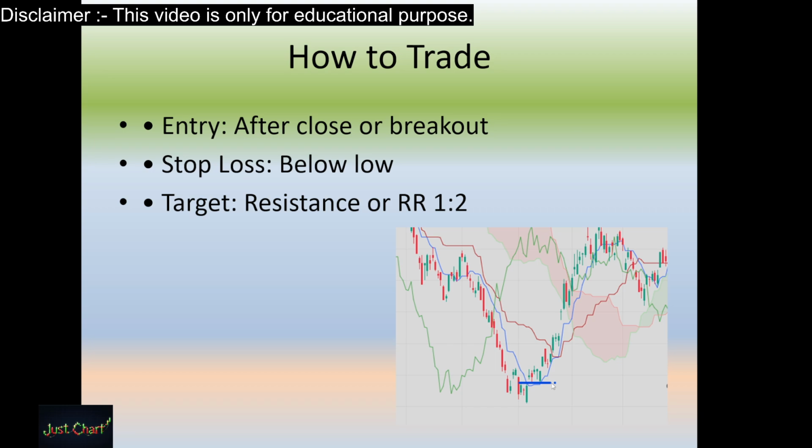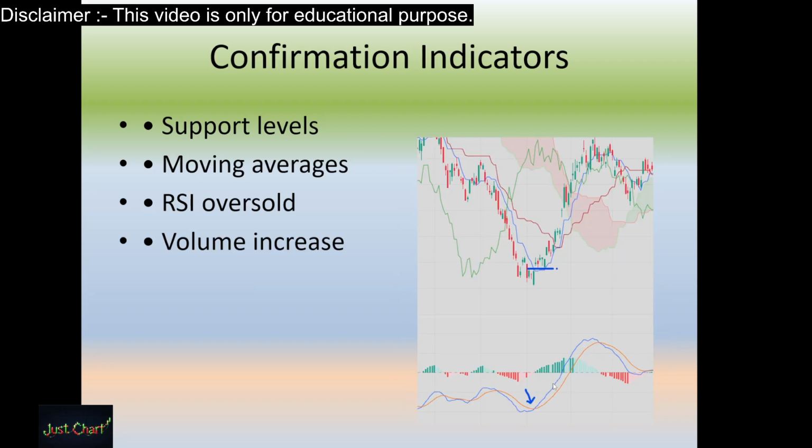The target is the resistance for the engulfing pattern, which is going to be support for the subsequent one. If the support breaks, then you should get out of that position, because that will invalidate this particular pattern. Confirmation indicator, the same thing: for the support level you can use the moving average or the MACD, anything is fine. Here we use the MACD.